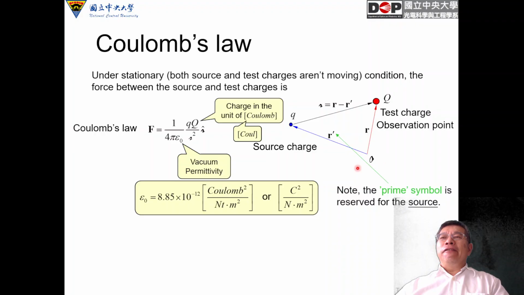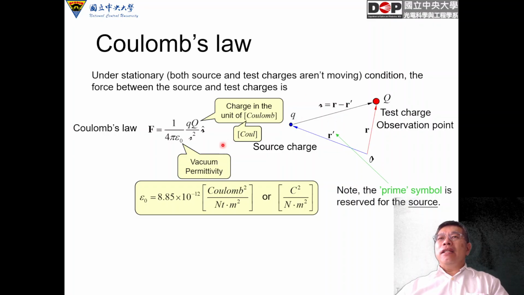Earlier we defined these directional vectors: from an origin or reference point to the source, we use r prime, which indicates the source. And we use r without a prime, and both are vectors; the vector pointing from the origin or reference point to the observation point is this r. And this funny R is also a vector, r minus r prime, both vectors.